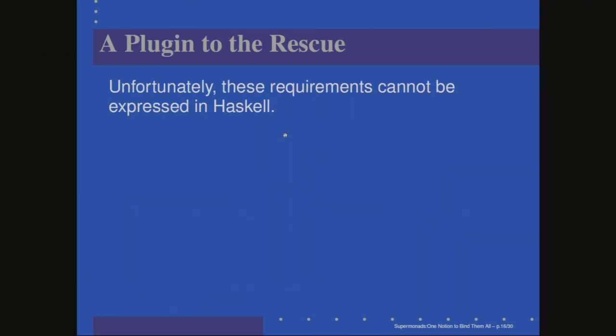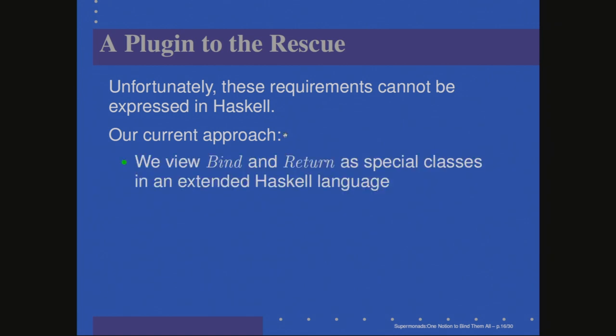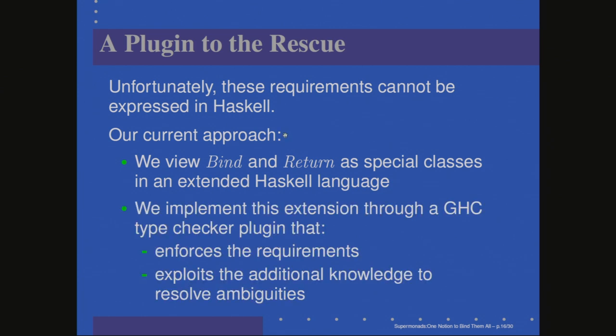Our take is this, and I'm not saying this is the answer really. This is a bit of a pragmatic thing, but we want to be able to experiment with this and work with it and see how it feels and what it looks like, and maybe eventually something better will come out of this. Anyway, what we do is this. We view Bind and Return as special classes in an extended Haskell language. And then we implement this extension through a GHC type checker plugin. And this plugin will enforce the requirements you saw on the previous slide.